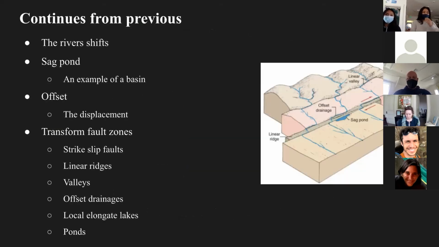The river shifts due to the cut of the fault, which is an example of offsets. We'll be talking more about offsets on the next slide. The sag pond is an example of a basin, which is a gap that can be filled with water. Transform fault zones include strike-slip faults, linear ridges, valleys, offset drainages, local elongate lakes, and ponds.